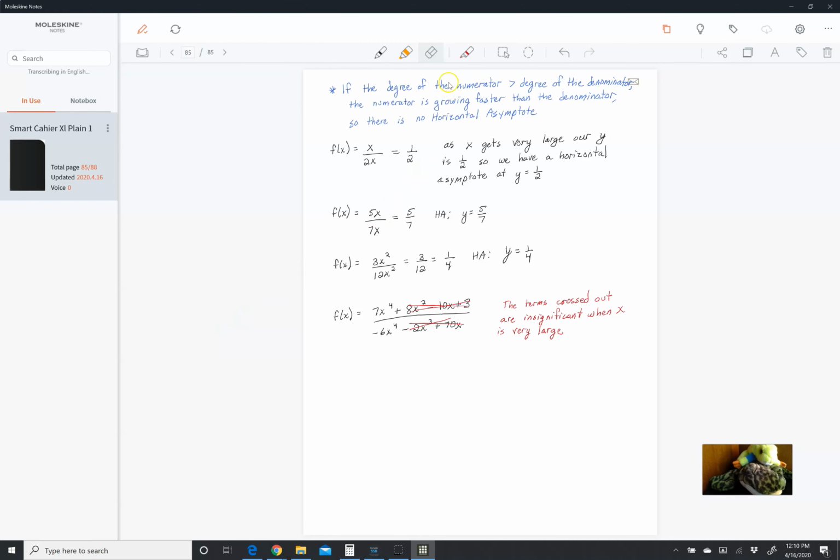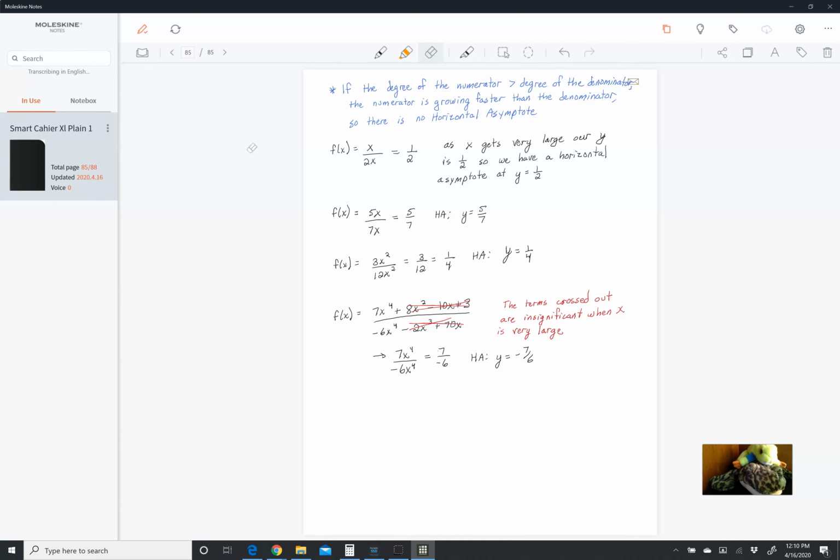So what that means is that this, again, we're not using an equal sign, it's not equal. It's just saying that this will look the same as 7x to the fourth over negative 6x to the fourth. The x to the fourth cancels, and you have 7 over negative 6. So your horizontal asymptote is y equals negative 7 over 6.